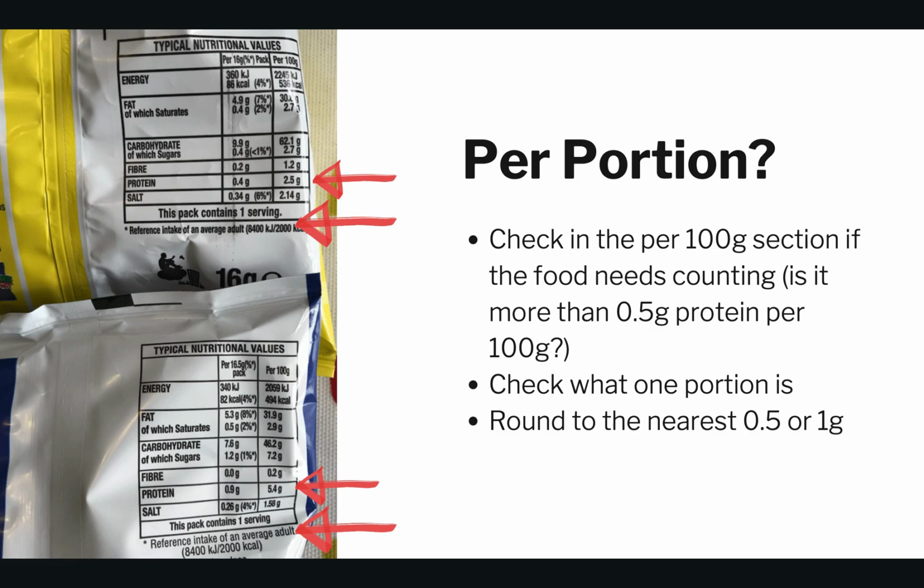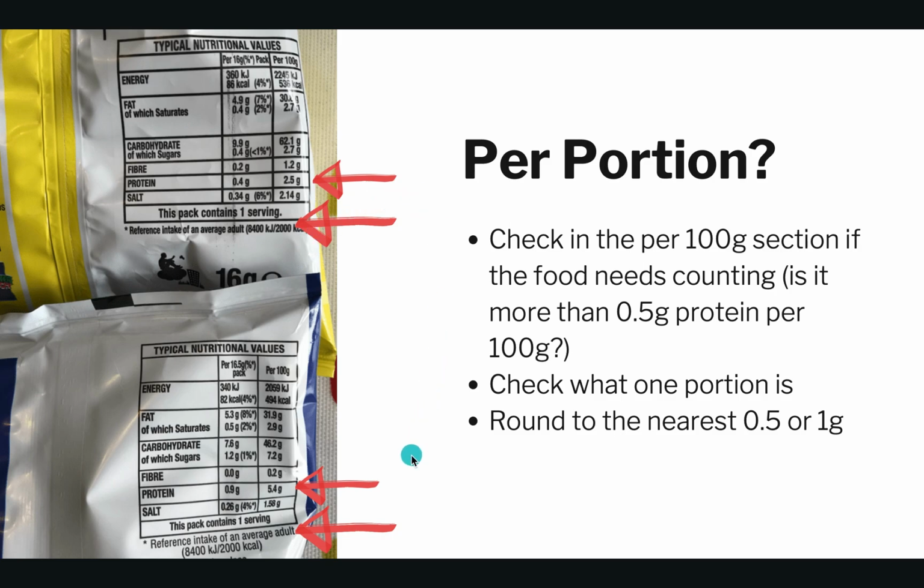Now we need to check what the portion is. If we look on this packet of crisps, it says this pack contains 1 serving. Then we can go up here and it says per 16 gram pack. So we know that this is 1 serving, and we go down and we can see the protein is 0.4 grams per pack. We would round this to the nearest 0.5 or 1 gram. So this packet of crisps contains 0.5 grams of protein, which is equivalent to half an exchange.